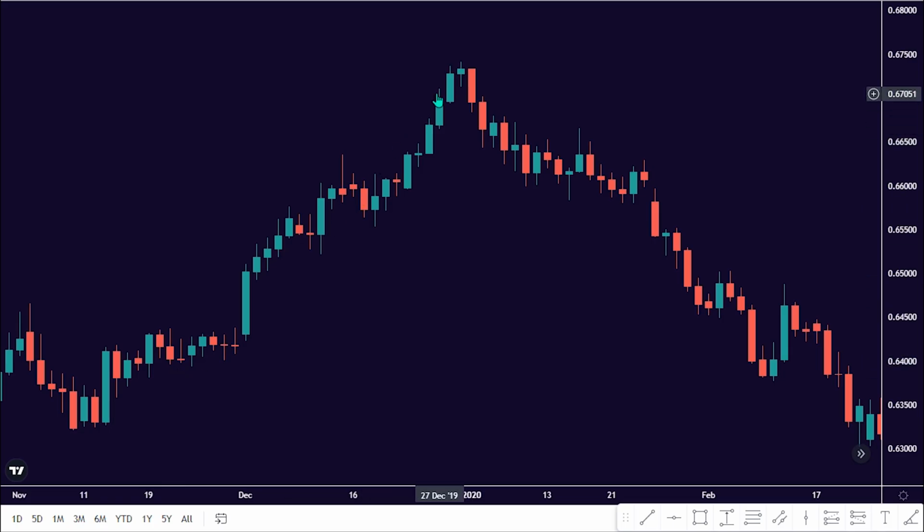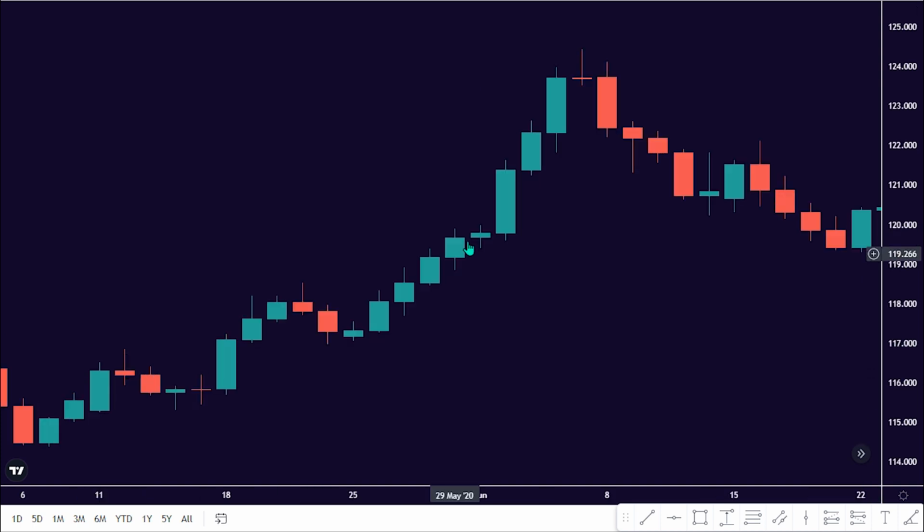Here's an example of the evening star. We can see how it put an end to the previous bullish rally here, and how the market was reversed into a massive sell-off. Here's a great example of an evening doji star at the top of this bullish trend. We can see how this pattern formation put an end to this bullish rally.